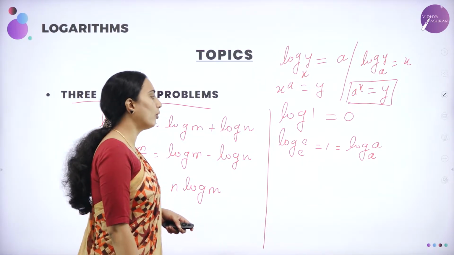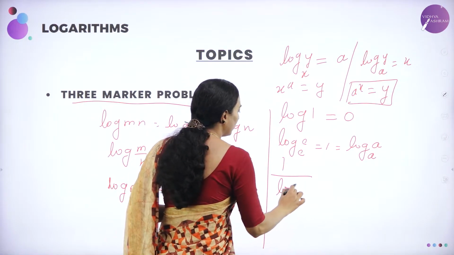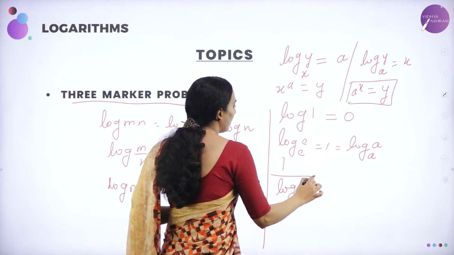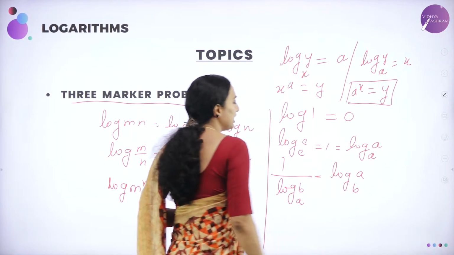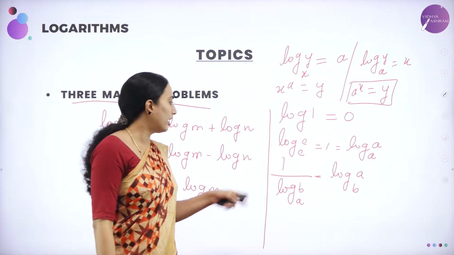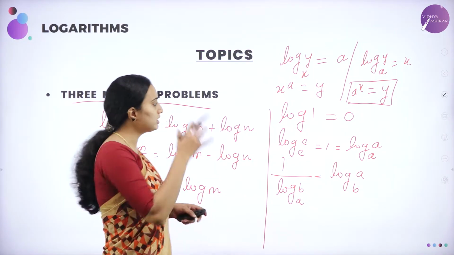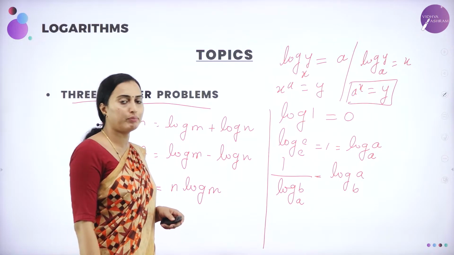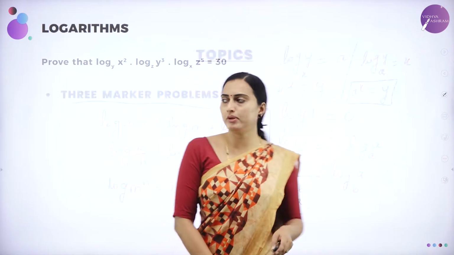Then 1 divided by log b to base a can be written as log a to base b. We can change a base if we have the reciprocal of the logarithm to any base. So these are all the formulas you have to remember to solve the problems. Got it? Let us look into the problem.